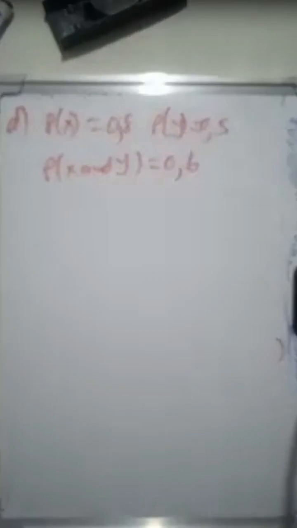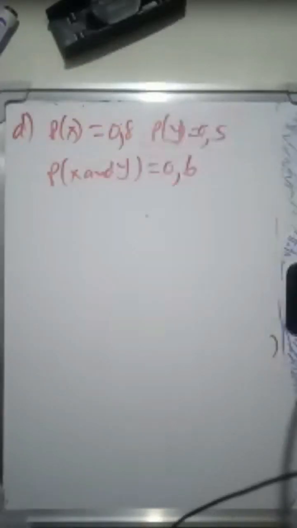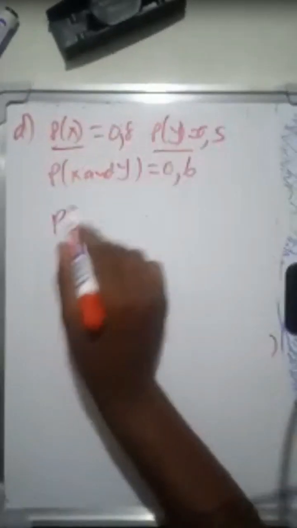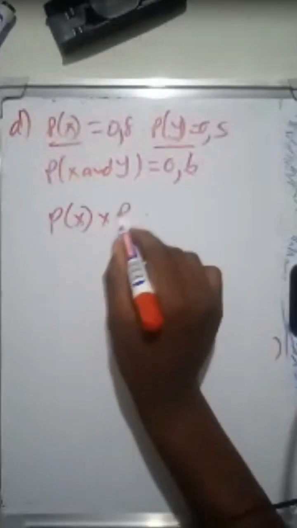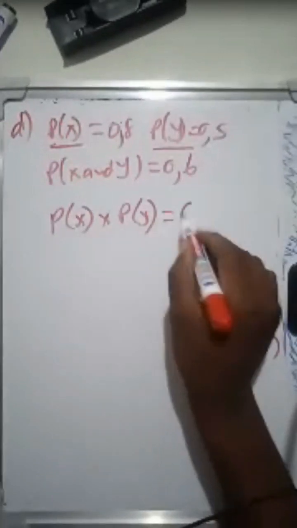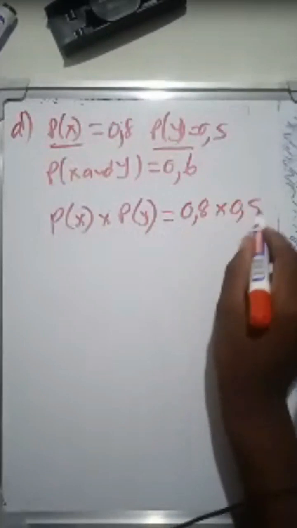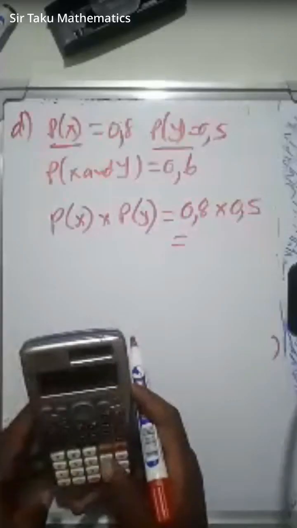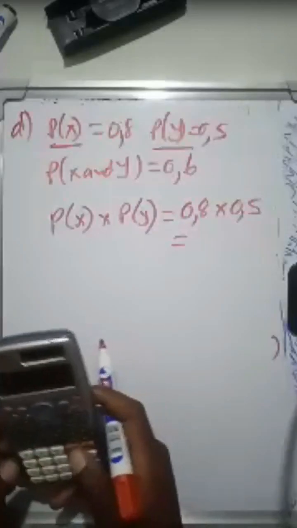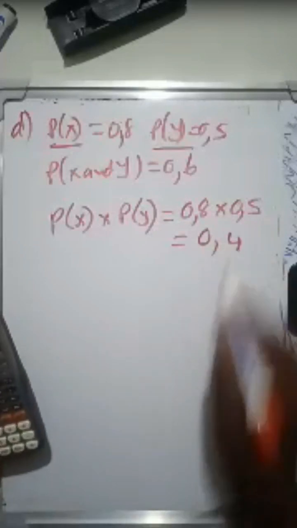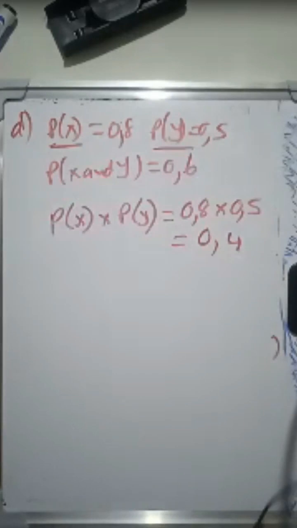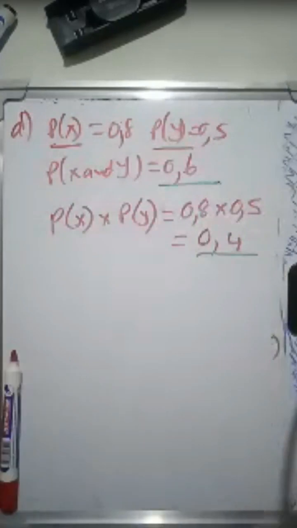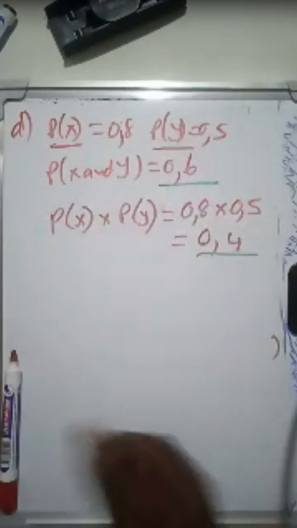So in order to prove whether they are independent or not, what am I supposed to do? Multiply that one and that one. Probability of X times the probability of Y is equal to 0.8 times 0.5, which is equal to 0.4. So from there, now you compare this one to that one. Are they the same? No, they are not the same.